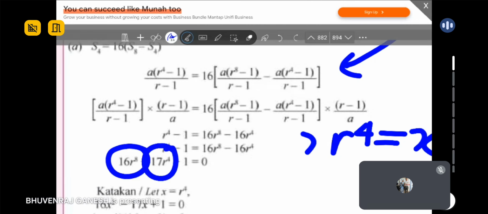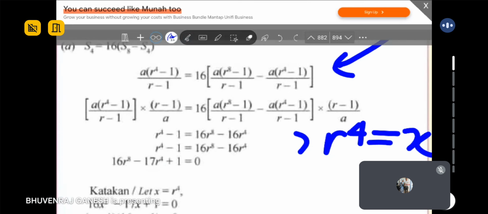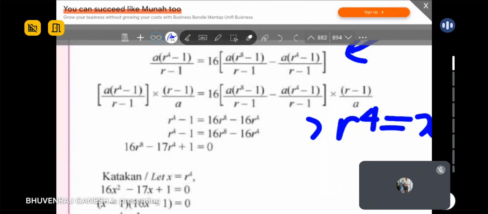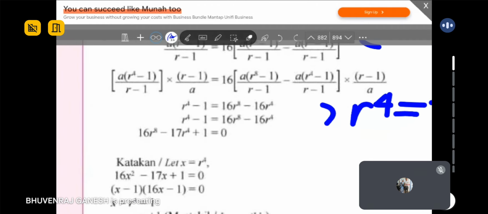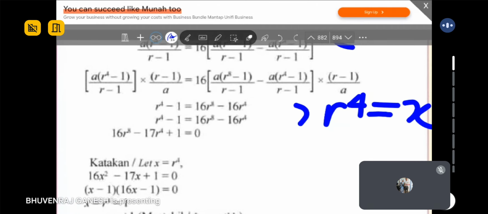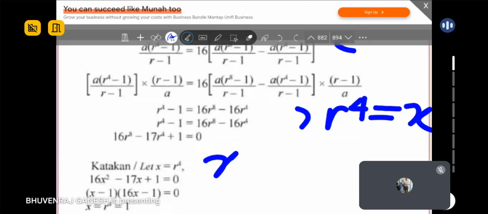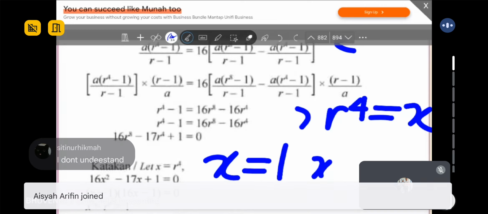Kena faktor bagi dua-dua sebutan ni. Okay? So now you will get a quadratic equation. Persamaan kuadratik. So you just solve as normal. Selesaikan kuadratik macam biasa, get your x value, dapat nilai x. So you have 2 x values, guys. You have x equal to 1 and x equal to 1/16.